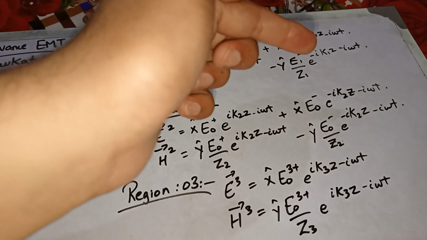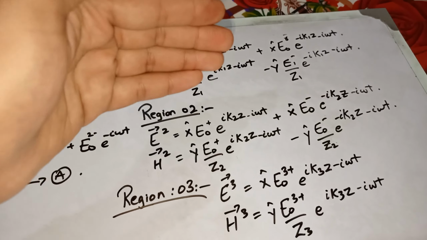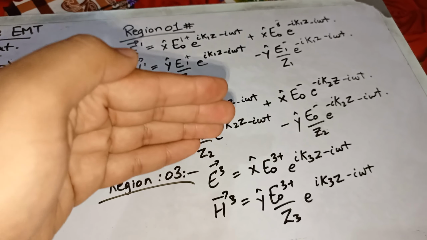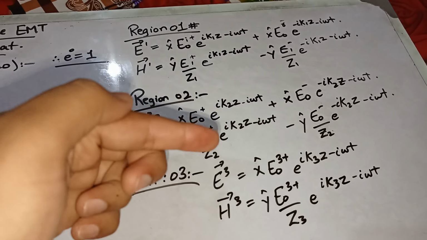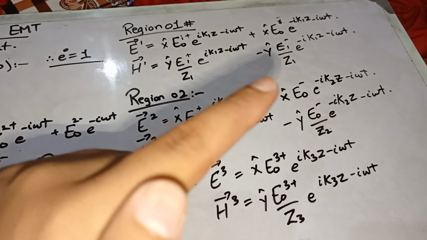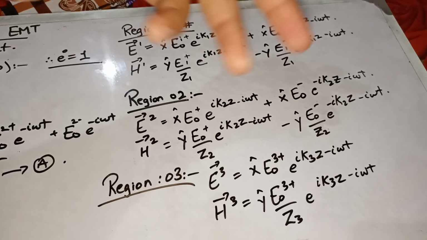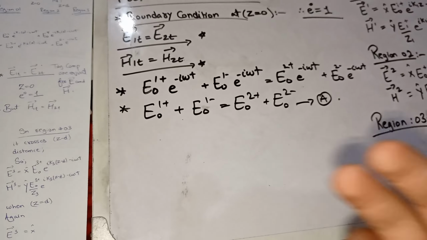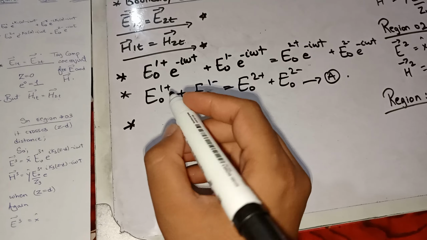Similarly, e power minus iota omega t, taking common e power minus iota omega t from this equation, and again from this equation e power minus iota omega t take common, because you know that e power 0 becomes 1, so you will only be left with e power minus iota omega t here. Taking common from these two, they cancel each other, and you will only be left with... I should write here the equation for the case of magnetic field.